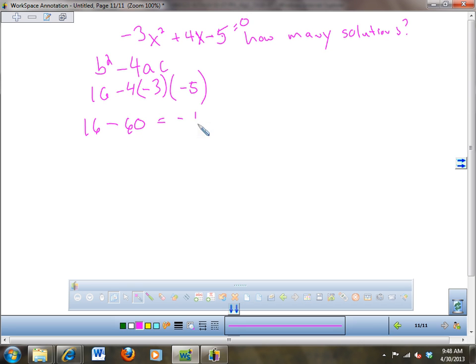Negative 44. How many solutions? Don't say negative 44 solutions. How many solutions? None. Okay? No solutions because that's a negative number.